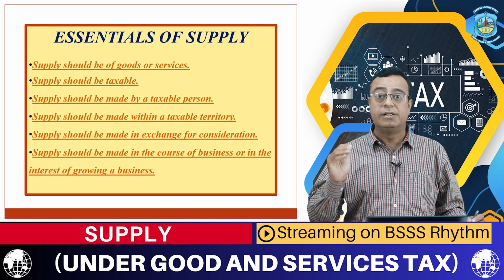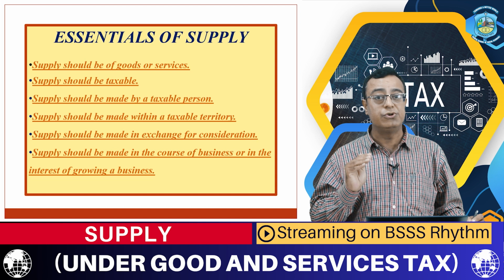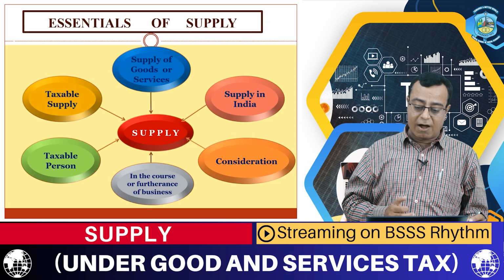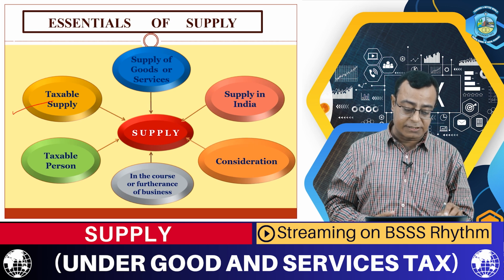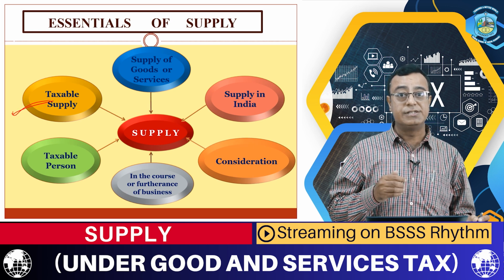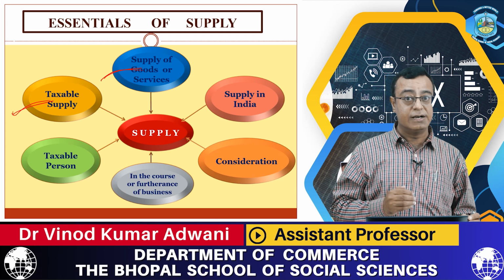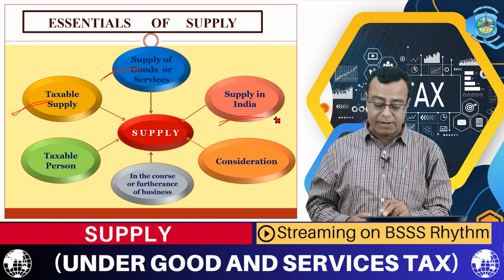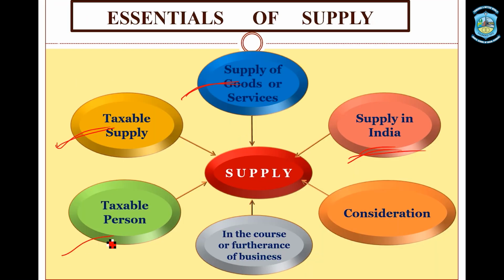It can be the goods of the business or any other asset of the business, but it should be connected with business. So, now we have the summary of these essentials. Supply should be a taxable supply, meaning GST should be applicable. Supply of goods and services, others are not under GST. Supply should be in the taxable territory, meaning it should be in India. Supply should be made by a taxable person.